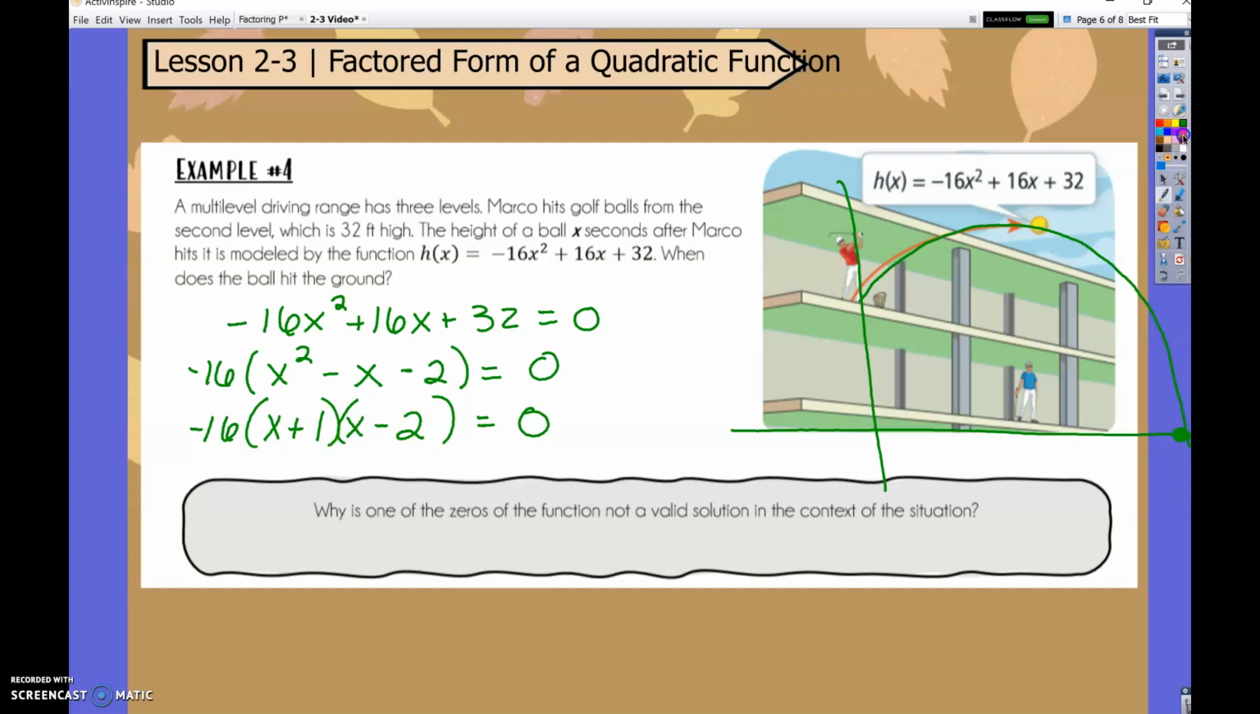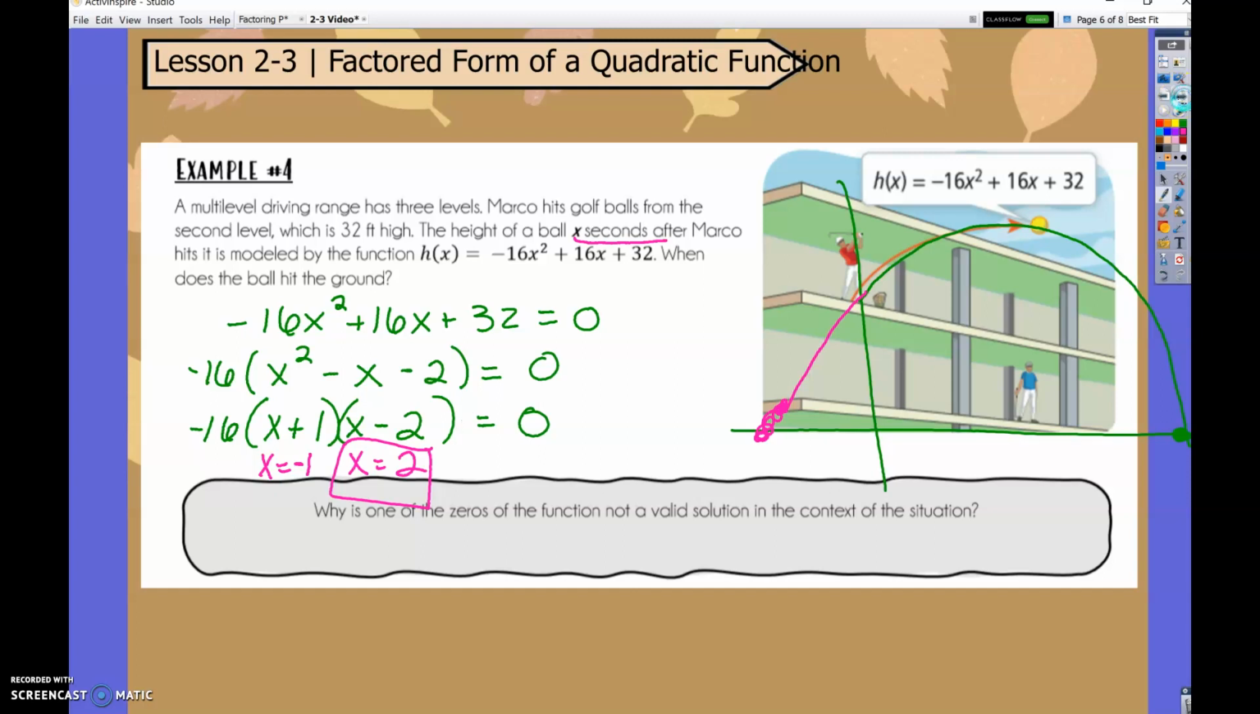And now our zeros, we would say when x equals negative 1, this parabola would cross the x-axis, and when x equals positive 2, it would cross the x-axis. However, remember it's a real-world problem. It's x seconds after it leaves the ground when he hits it. We wouldn't have negative 1 seconds be a thing. That would actually be back if he would have hit from back here. Okay, but 2 will work. So we would say after 2 seconds, the golf ball will hit the ground.